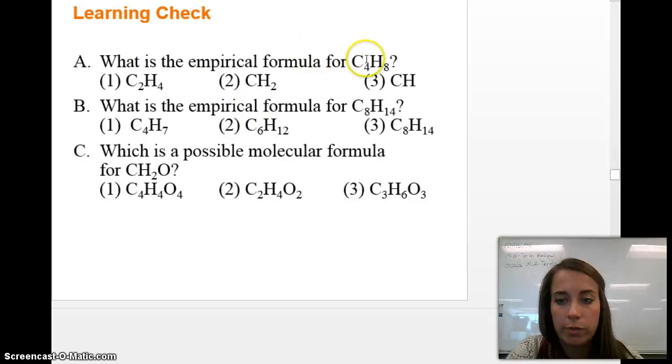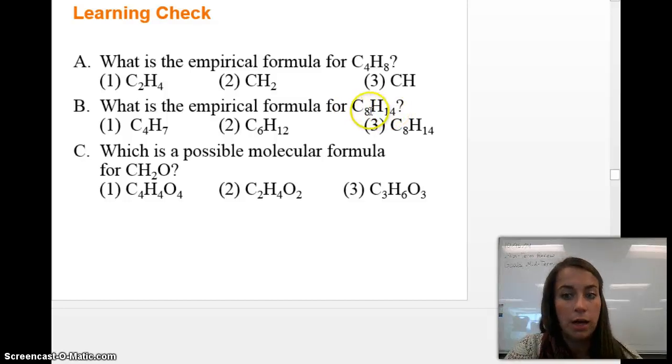Okay, so learning check. A, what is the empirical formula for C4H8? So you would divide them both by 4, and you would get number 2. For B, what is the empirical formula for C8H14? What do they have in common? So you can't divide by 8 because 14 doesn't divide by 8.